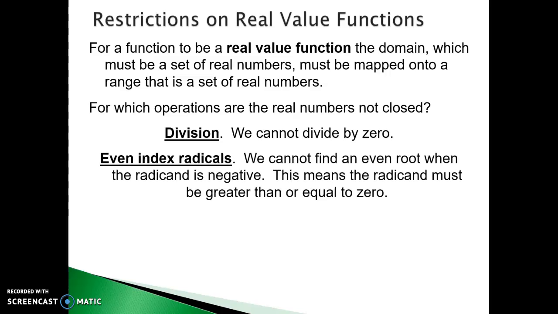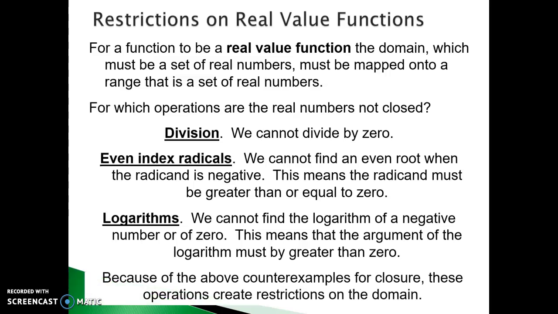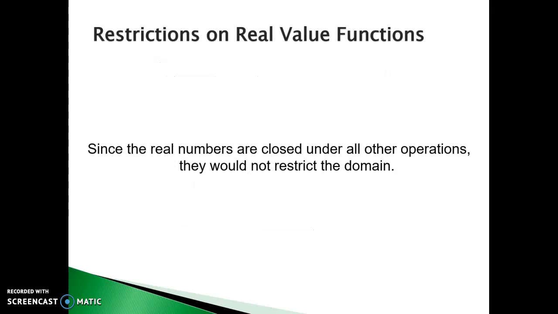They're not closed under even index radicals because we cannot find the even root when the radicand is negative. This means that the radicand has to be greater than or equal to 0. And then logarithms: we cannot find the logarithm of a negative number or of 0. So the argument of the logarithm, meaning what you're taking the log of, must be greater than 0. Because of the above counterexamples for closure, these operations create restrictions on the domain. Since the real numbers are closed under all other operations, there would be no other restrictions on the domain.